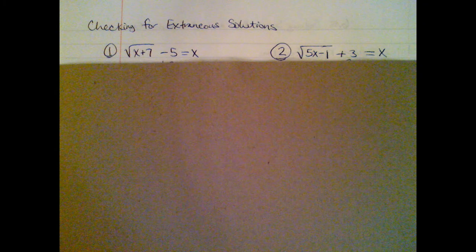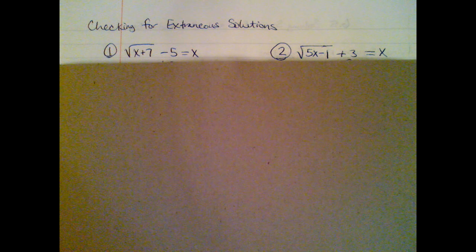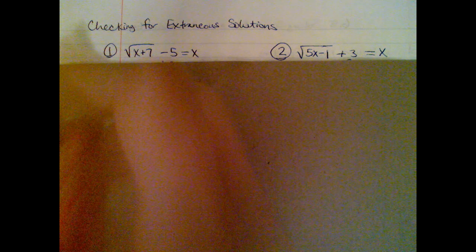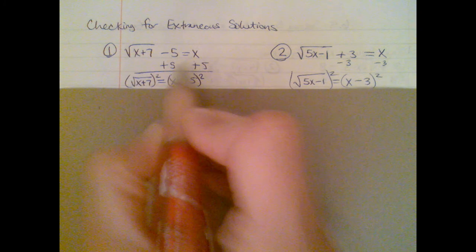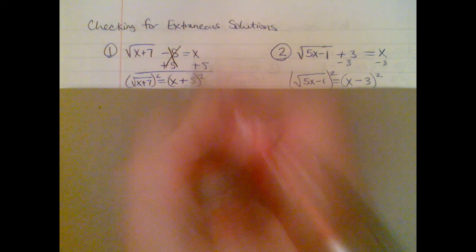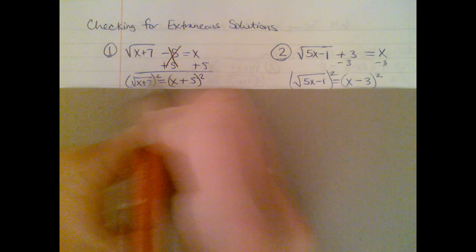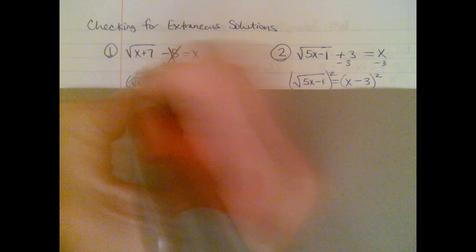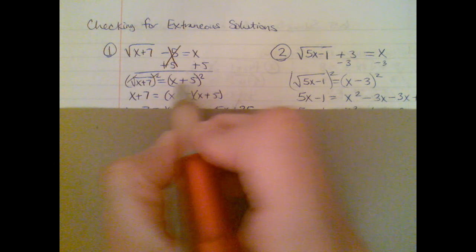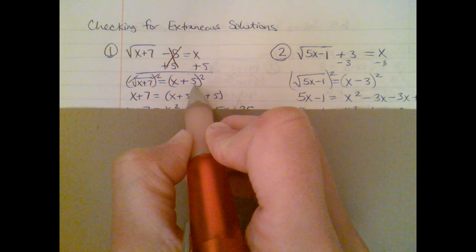So to start off with, for number 1, we have the square root of x plus 7 minus 5 equals x. So we're going to get this radical by itself, so we're going to add 5 on both sides. These are not like terms, so we're just going to put them next to each other, x plus 5. And then how we undo the square and the square root, so those cancel out. We get x plus 7 equals, and then this part, don't just think it's x squared plus 5 squared. That's going to be a common error.